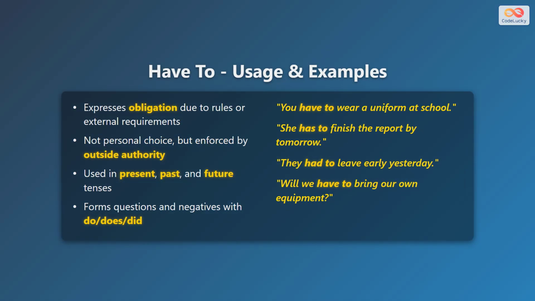Have to shows obligation from external rules or requirements, not personal choice. It works in present tense, past tense, and future tense. Questions and negatives use do, does, or did. For example, you have to wear a uniform at school. She has to finish the report by tomorrow.